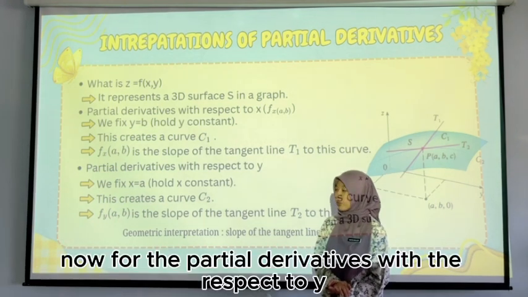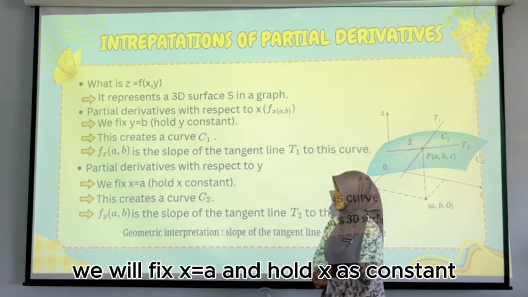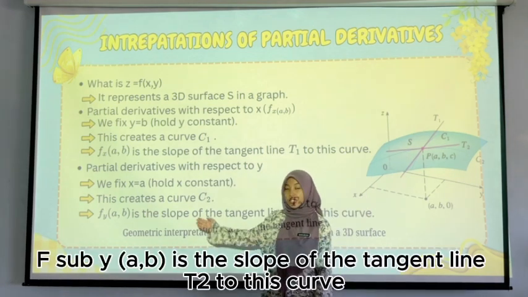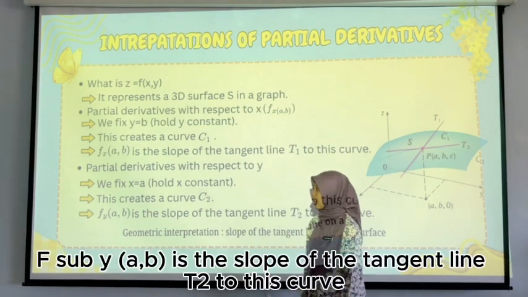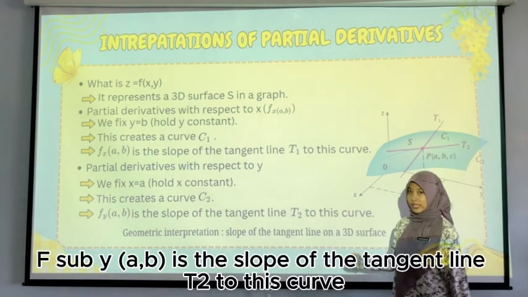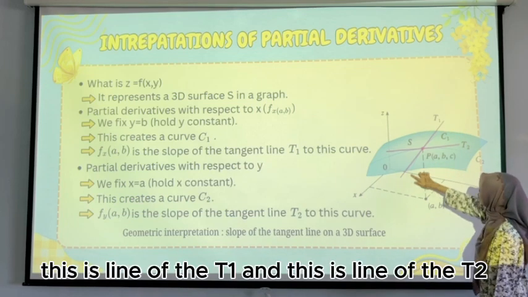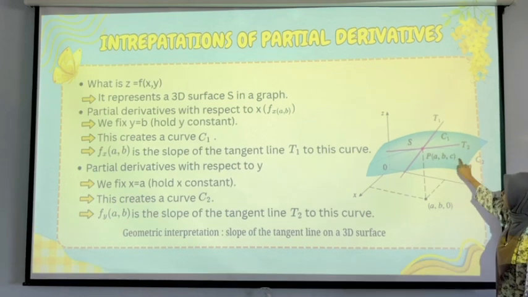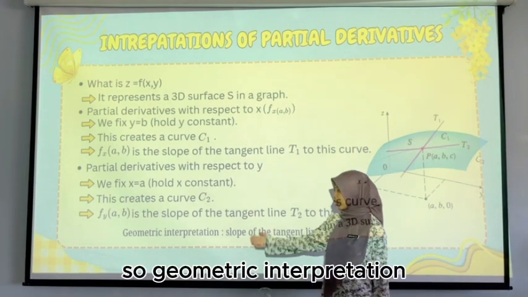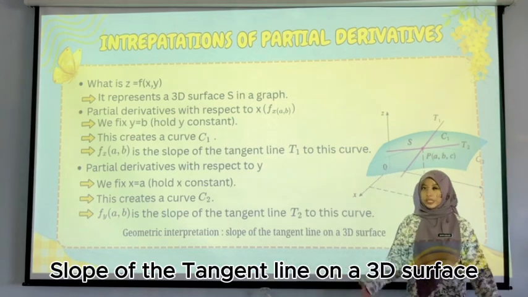Now, for the partial derivative with respect to y, how to find it: we fix x equal to a and hold x as a constant. This creates a curve C2. So, f sub y(a, b) is the slope of the tangent line T2 to this curve. Hence, this is line T1, this is line T2, and this is curve C1. So, the geometric interpretation means the slope of a tangent line on a 3D surface.